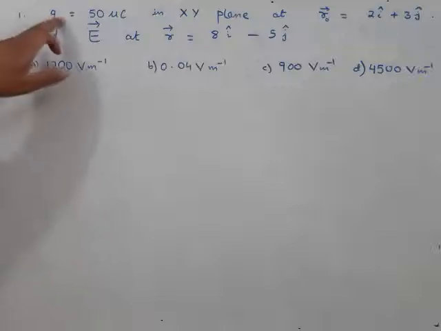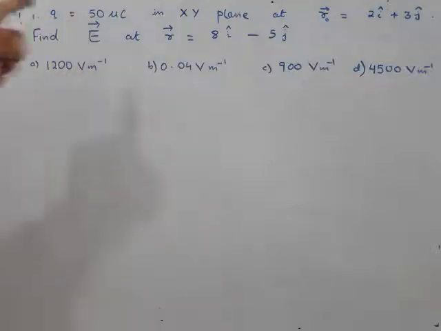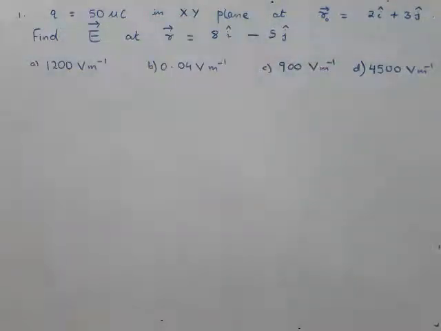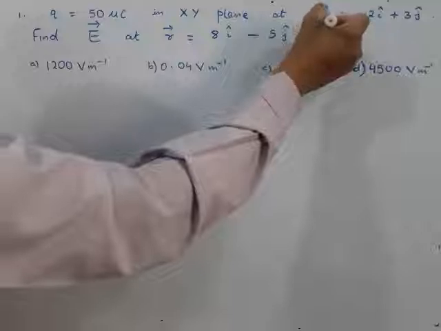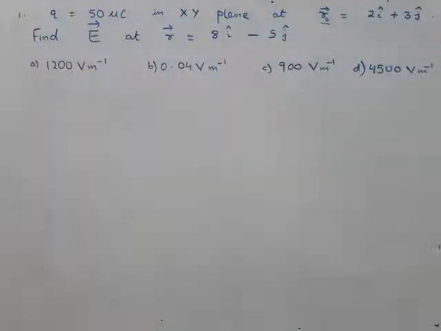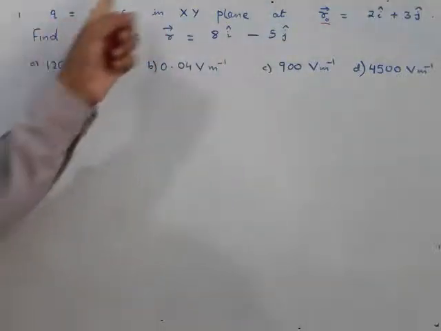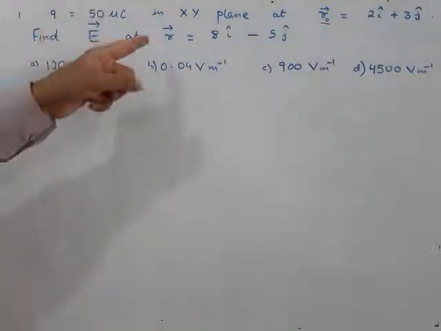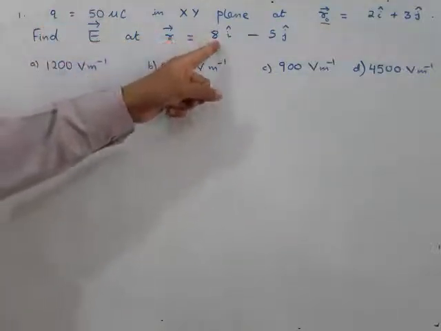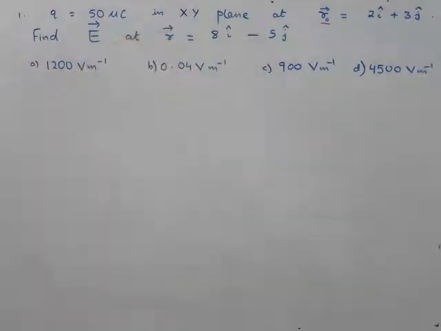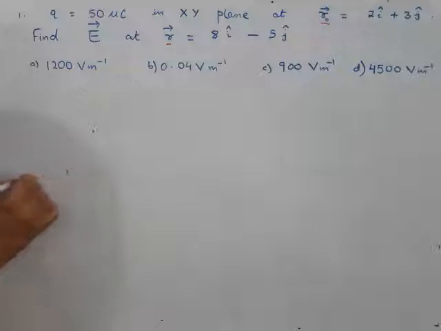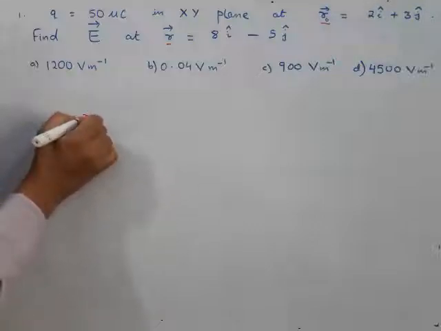There is a charge of 50 microcoulomb that lies in the xy plane at a point whose position vector is given as 2i cap plus 3j cap, and that position vector is r naught vector. Due to this charge placed at this point, we have to find the electric field at a point whose position vector r vector is equal to 8i cap minus 5j cap. So this is a point, this is the origin, this point is r naught vector.